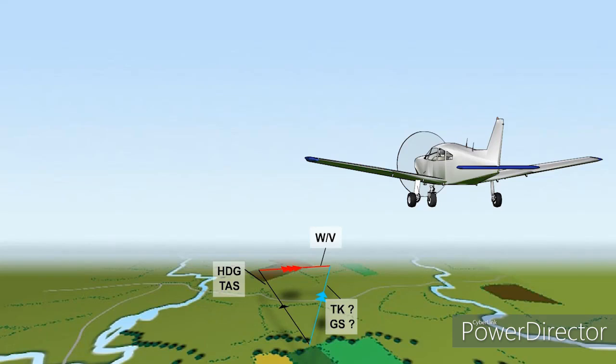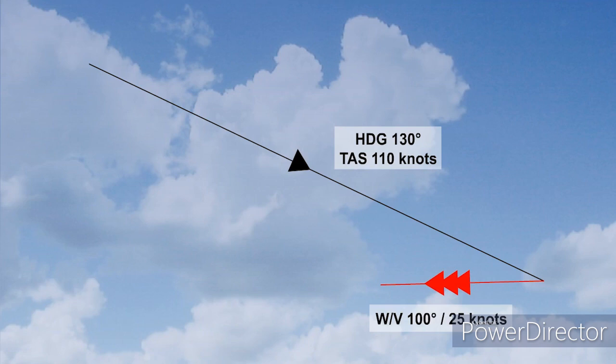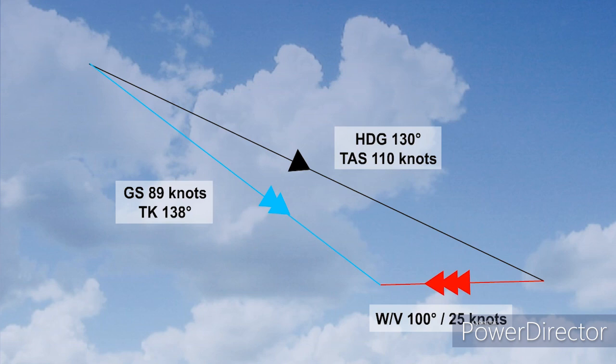If, during a cross-country flight, we know the wind velocity, the true airspeed, and the heading, we can calculate the track and ground speed. Assume the wind velocity is 100 degrees at 25 knots, the heading is 130 degrees, and the true airspeed is 110 knots. We can now draw in the third side. So, if we were actually drawing the triangle of velocities to scale, we would see that the orientation of the third side was 138 degrees, giving us our track over the ground, and that its length indicated a ground speed along that track of 89 knots.